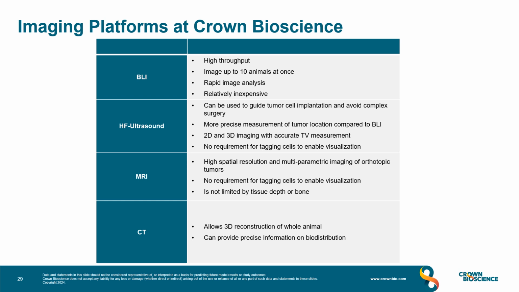MRI allows for high spatial resolution and multiparametric imaging of orthotopic tumors. Like ultrasound, there's no requirement to tag cells to enable visualization by MRI. And it's not limited by tissue depth or bone. CT imaging allows 3D reconstruction of a whole animal and can provide detailed information on biodistribution.